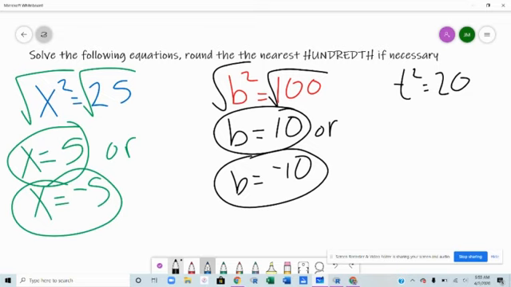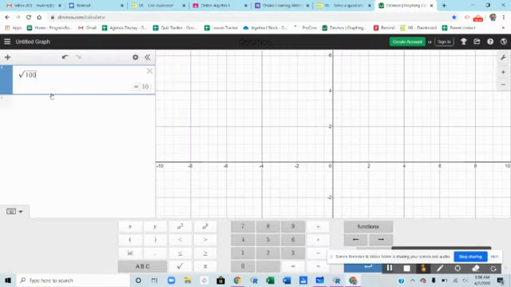All right, last one. We have t squared equals 20. So we're going to square root both sides. The square root gets rid of the squared. T equals square root of 20. Now, if you try and tell me that the square root of 20 is 10, you need to stop and think about that, because 10 times 10 is not 20. 10 times 10 is 100. The square root of 20, we go back to Desmos, is some decimal.